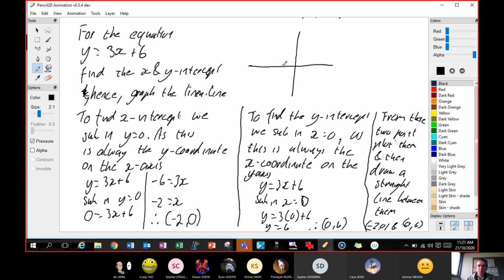(-2, 0) would be maybe here, right? And then we've got (0, 6), which is way up here. Now I just get a straight line. Get a ruler, put your ruler between these two, and then you're just going to rule a straight line between these.